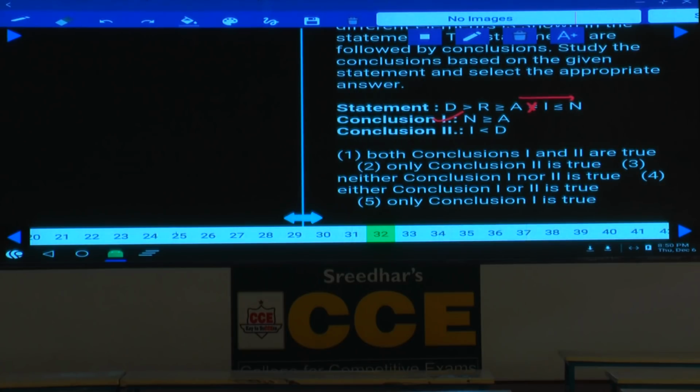Then coming to the next one, D and A. Now the relation between D and I. D and I, D greater than I is definitely true. I lesser than D is definitely true. Both the conclusions follow, that is choice 1.